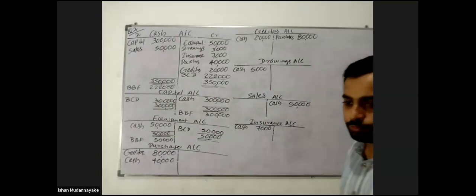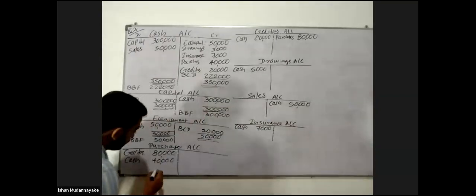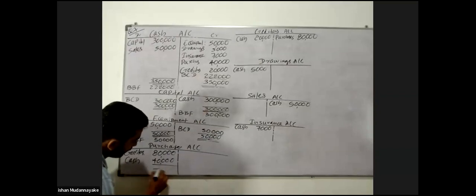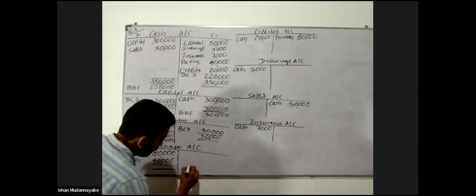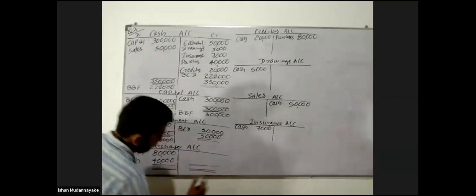Right. And then the balance of the purchase account. The higher side in the purchase account is the debit side.